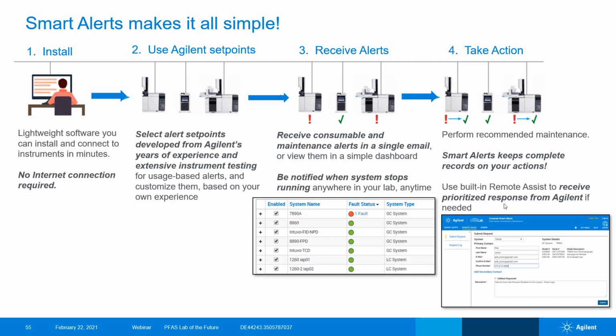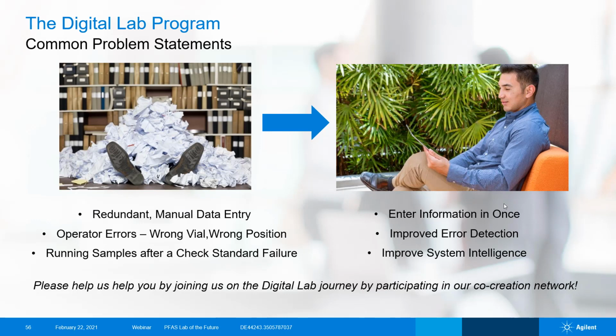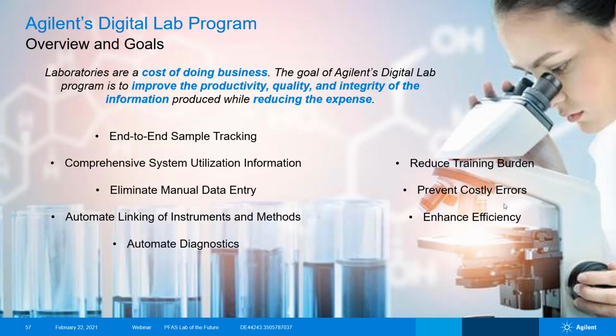So all of this, the smart alerts, the early maintenance feedback that I talked about, is part of Agilent's digital lab program, right? The goal really is to go away from where you are buried in manual and redundant data entry, so that all you have to do is enter the information once. And it also is to eliminate any operational errors as well, to make sure the instrument is judging when these maintenance and things need to happen and how they need to happen as well.